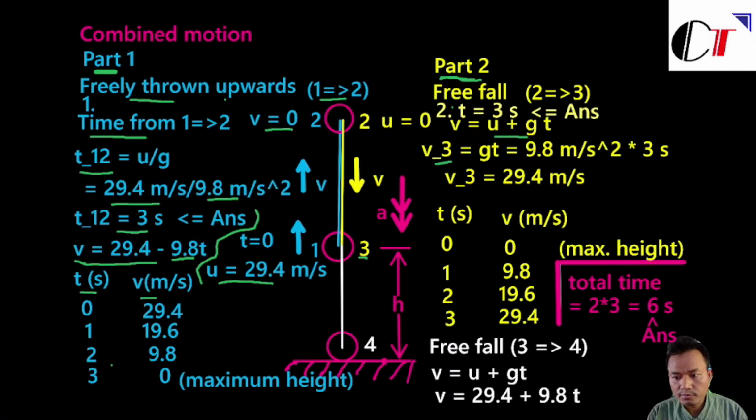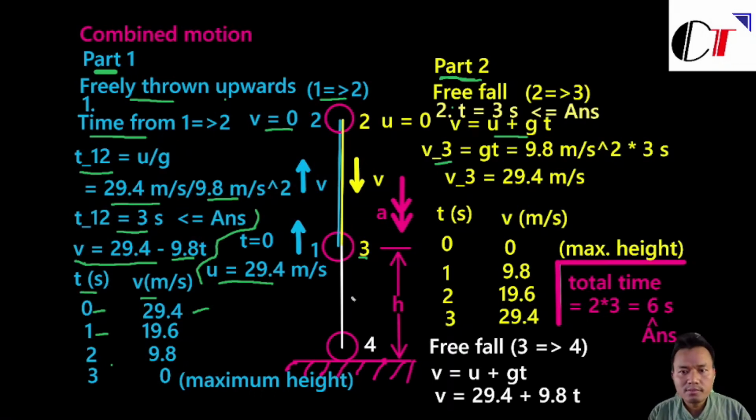So that is the formula to find the speed as a function of time. If you tabulate this, you will get time t equal to 0 is 29.4, time t equal to 1 second is 19.6. So you see the speed is decreasing. 2 seconds, 9.8, 3 seconds, 0, and of course it will get the maximum height. So this is the first part of the problem.